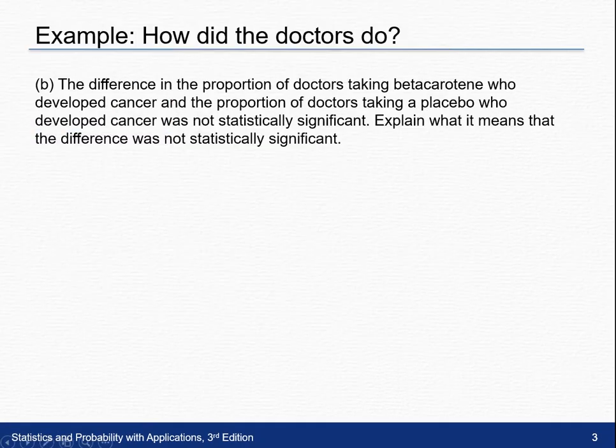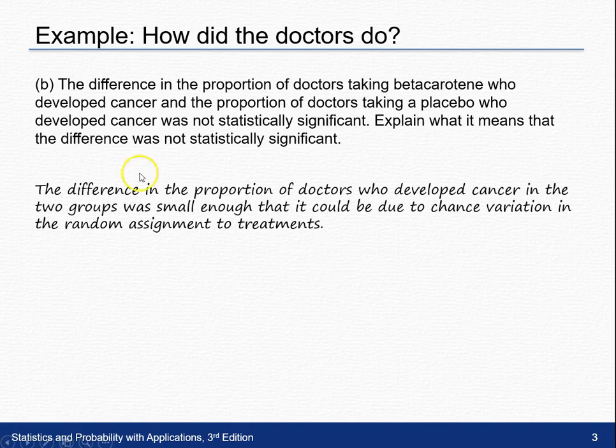In Part B, the difference in the proportion of doctors taking beta-carotene who developed cancer and the proportion of doctors taking a placebo who developed cancer was not statistically significant. So what does that mean? Well, again, using the same definition we just used in Part A, if there's not a statistically significant difference, what that means is that the proportion of doctors who developed cancer in the two groups was small enough. There wasn't a big enough difference between them.